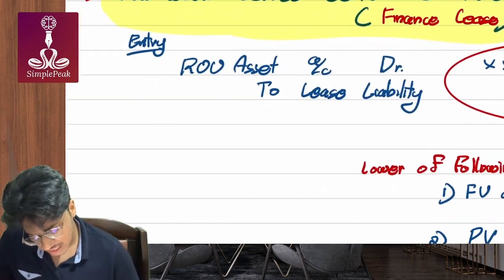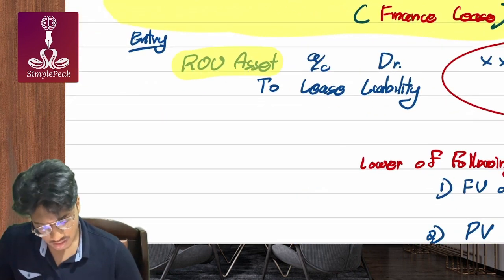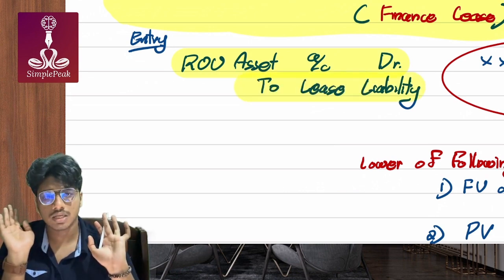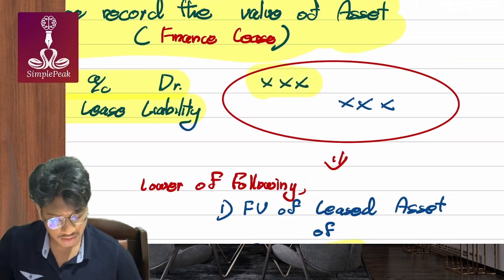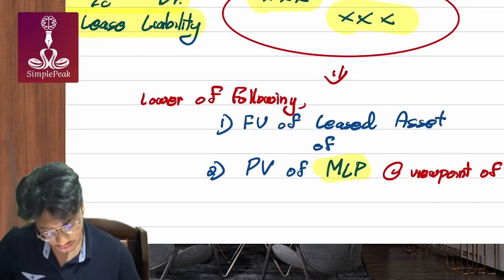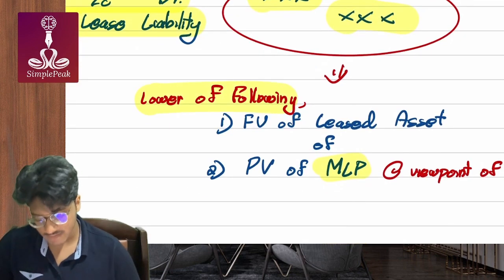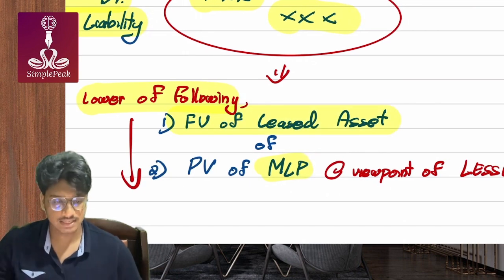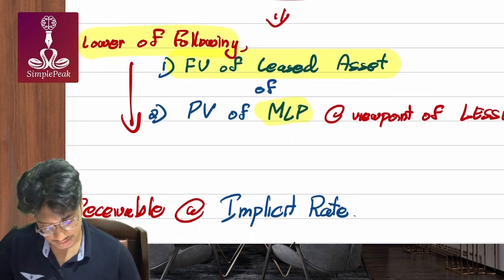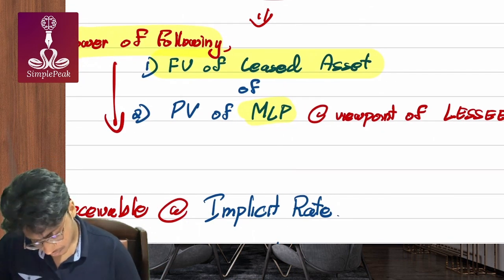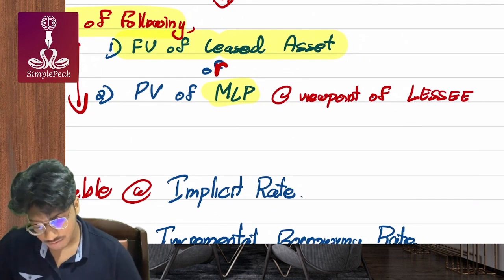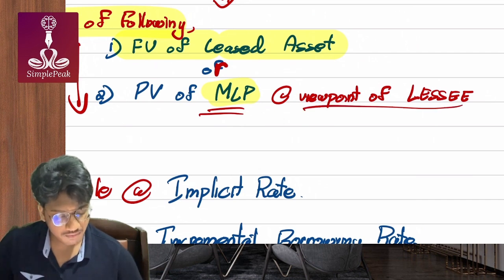So the journal entry is nothing but this. ROU asset account debited to lease liability. That's the entry. Now the next question is, what would be the value over here? The value is the lower of the following. Whichever is lower. It is the fair value of the leased asset, or, let me write it over here, present value of minimum lease payment at the viewpoint of lessee.